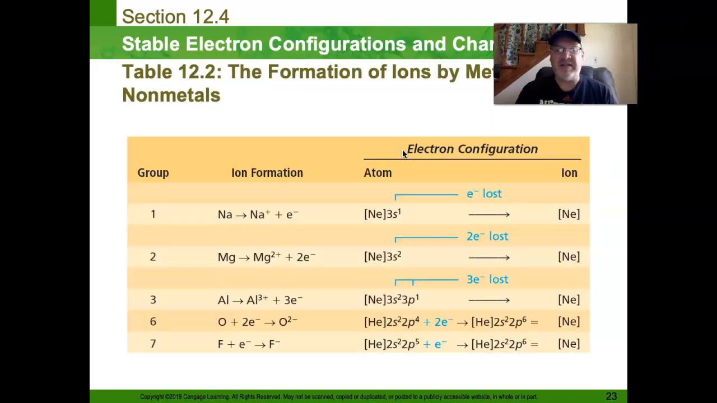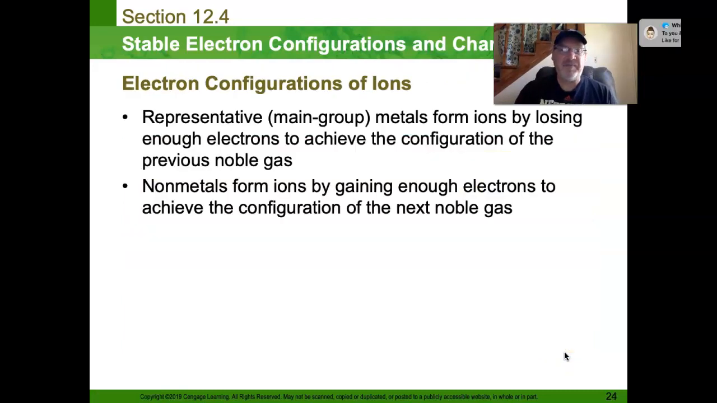And again, you see here's table 12.2, and you get an example of the electrons that are lost, the electrons that are gained, and the corresponding electron configuration. Again, the neon here, that's the configuration for the neon atom.